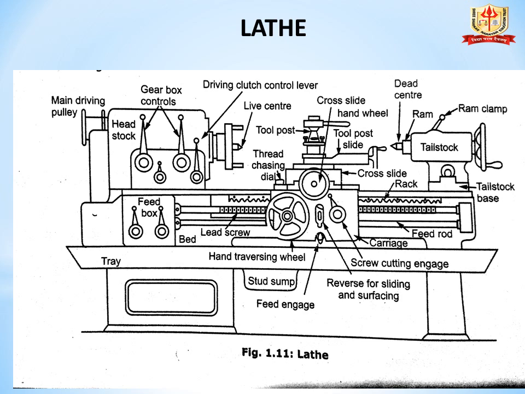Then the fourth part is the carriage. Carriage, you can see on the diagram, at the center of the machine there is a carriage. The lathe carriage supports and controls the movement of the cutting tool. It consists of the following parts: first, saddle; second, cross slide; third, compound slide or compound rest; fourth, tool post; and fifth, apron. From this diagram we see the various parts of the lathe machine.